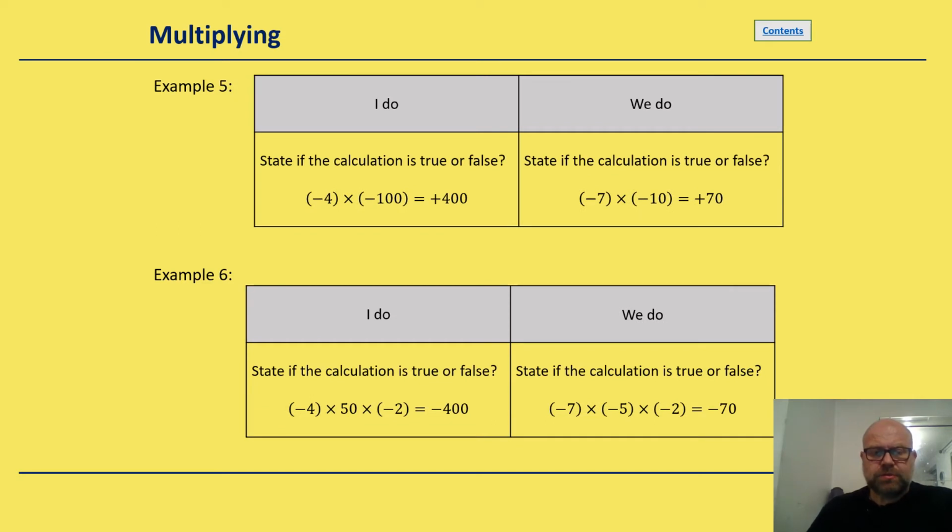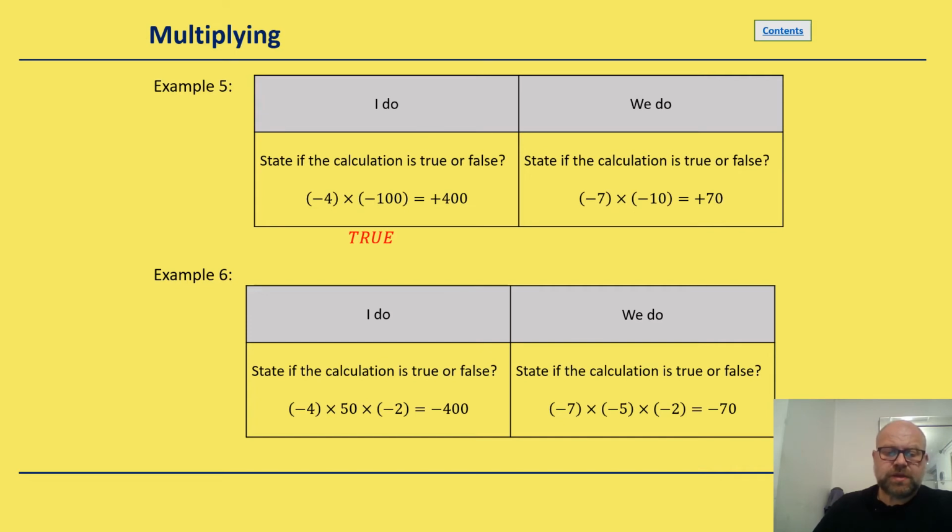Okay, we're going to do some true or falses. For the first one I do, state if the calculation is true or false. -4 times -100 is positive 400. Well, I know that 2 negatives make a positive, so I'm going to say that's true. Again, I've got 3 numbers to multiply. So 4 times 50 is 200. 200 times 2 is 400.